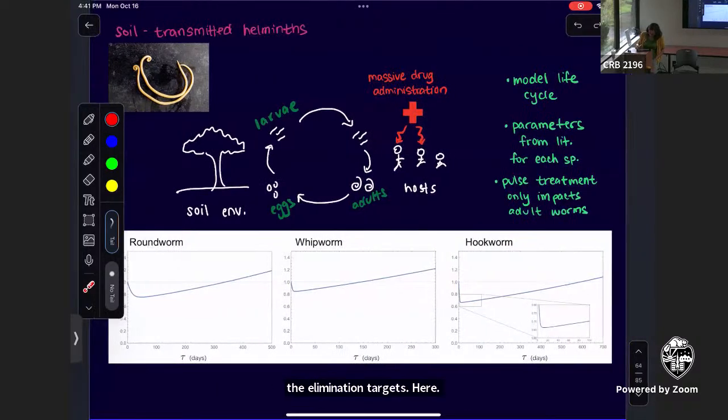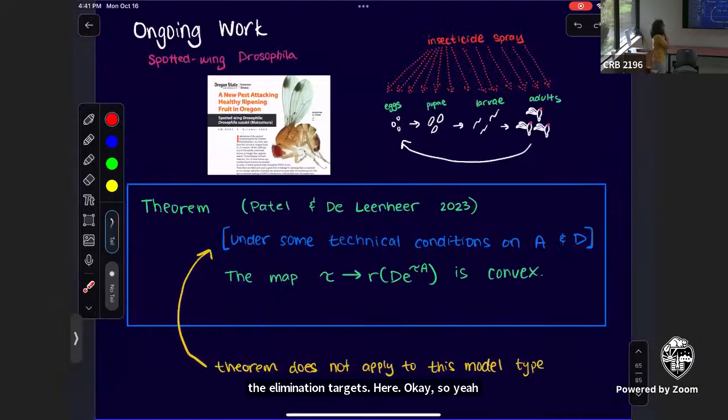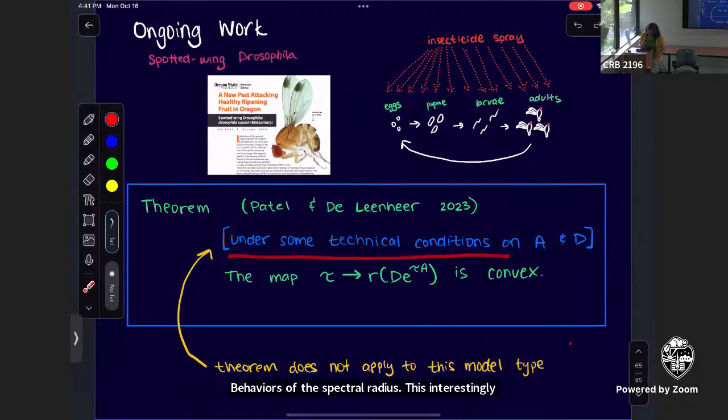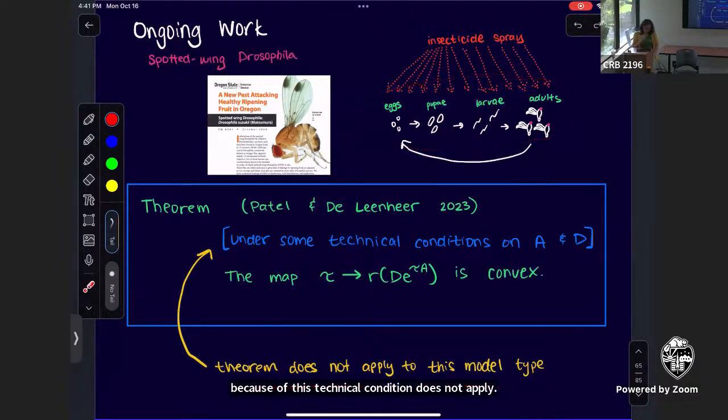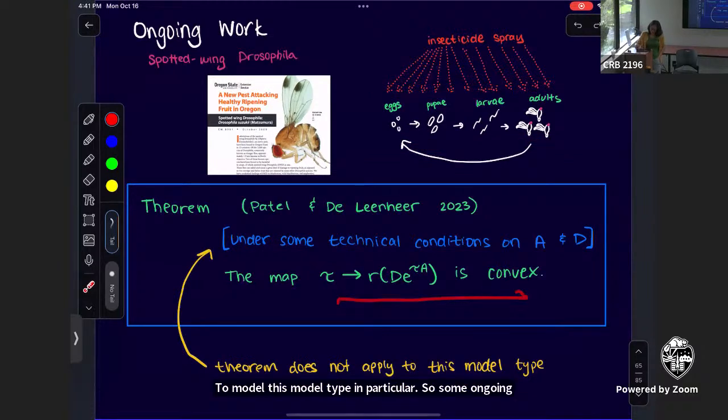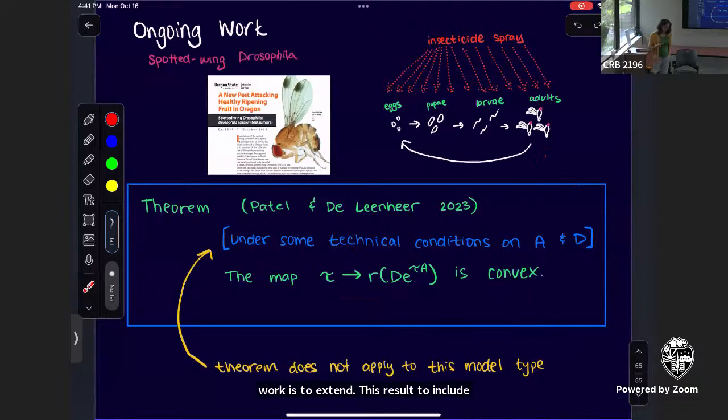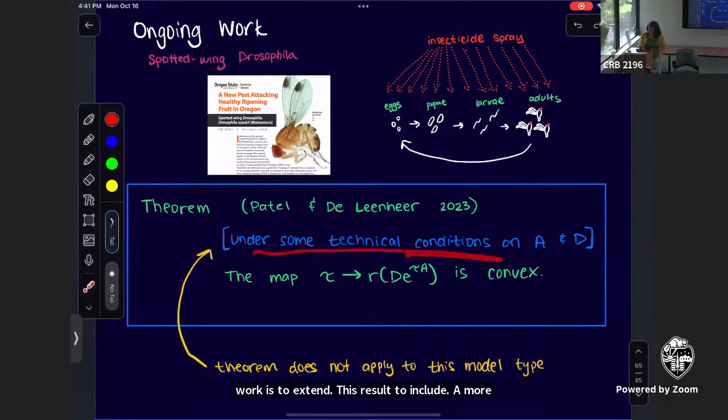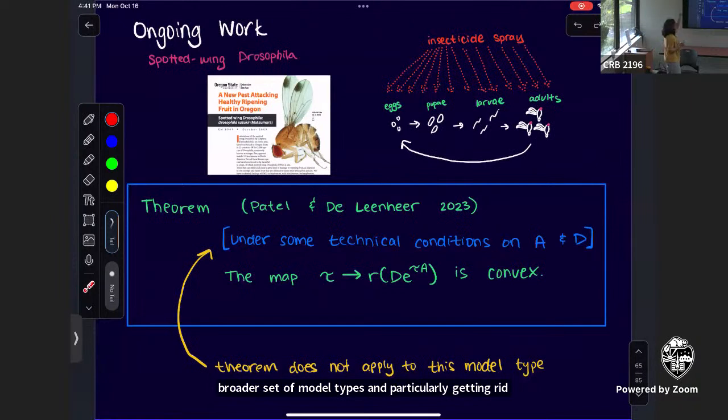Okay, so in the last little bit, I'll talk about some ongoing work. This result that we have on the convexity, which is fundamental to being able to determine these behaviors of the spectral radius, interestingly, because of a technical condition, does not apply to this model type in particular. So some ongoing work is to extend this result to a broader set of model types, in particular getting rid of some of these technical conditions so that we can apply it to the spotted wing Drosophila work.